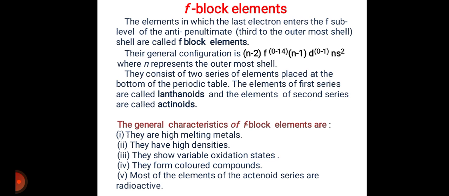They consist of two series of elements placed at the bottom of the periodic table. The elements of the first series are called the lanthanoids and the elements of the second series are called actinoids. The general properties of the f-block elements are they are high melting metals, they have high densities, they show variable oxidation states, and they form colored complexes. Most of the actinides are radioactive in nature. So the f-block elements are man-made elements. It mainly depends upon the radioactive nature.